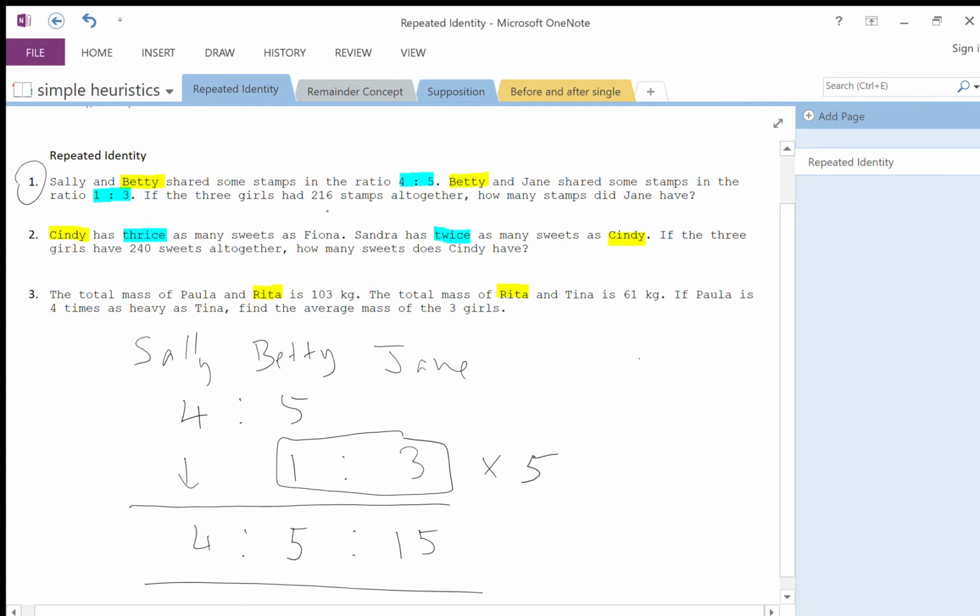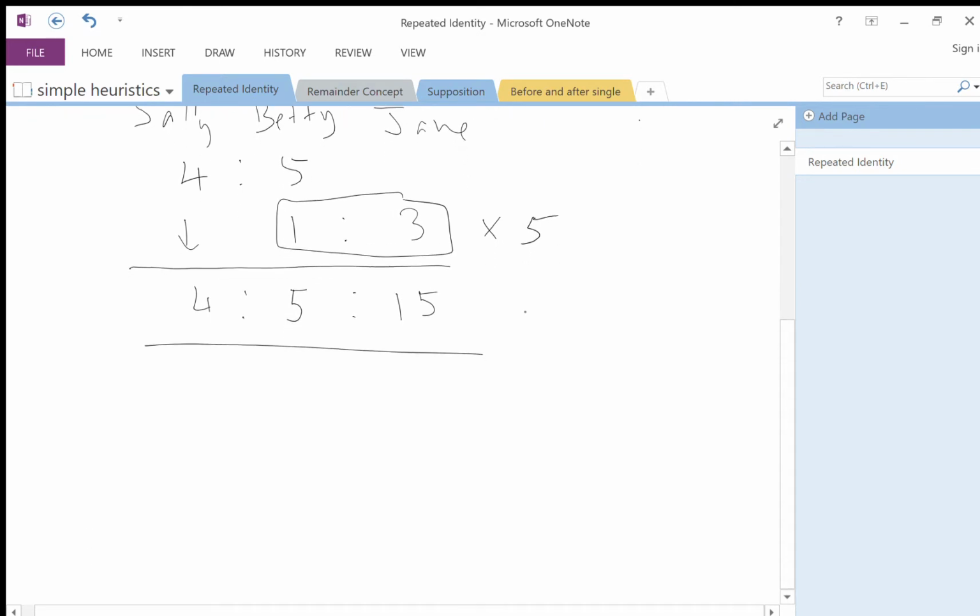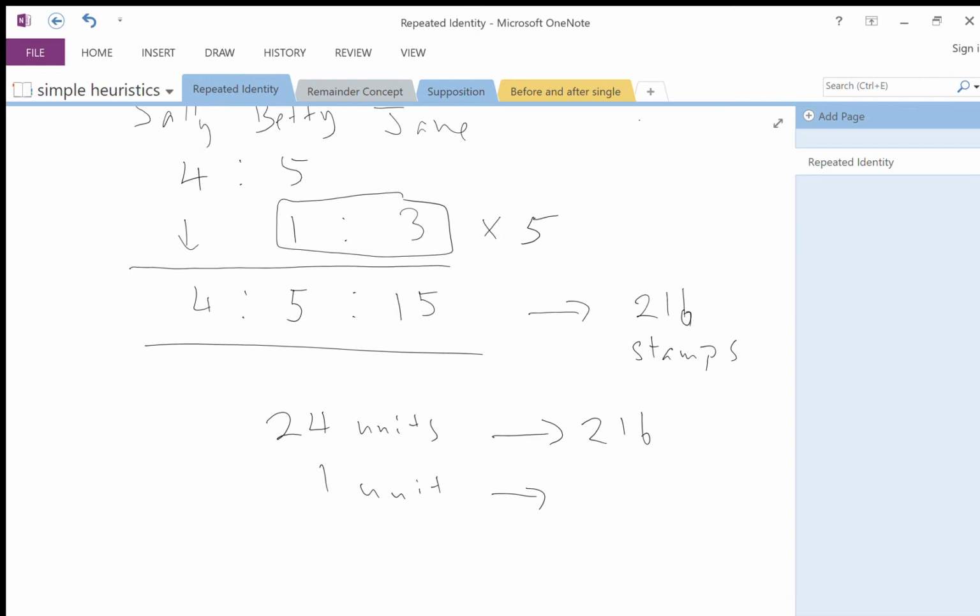Next, we look at some clues. There are a total of 216 stamps altogether. What this means is that if I add the ratio of all of them, the total should give me 216 stamps. So 4 plus 5 plus 15 is 24. 24 units should be 216. So 1 unit will be, just use your calculator, 216 divided by 24, it's 9 stamps.